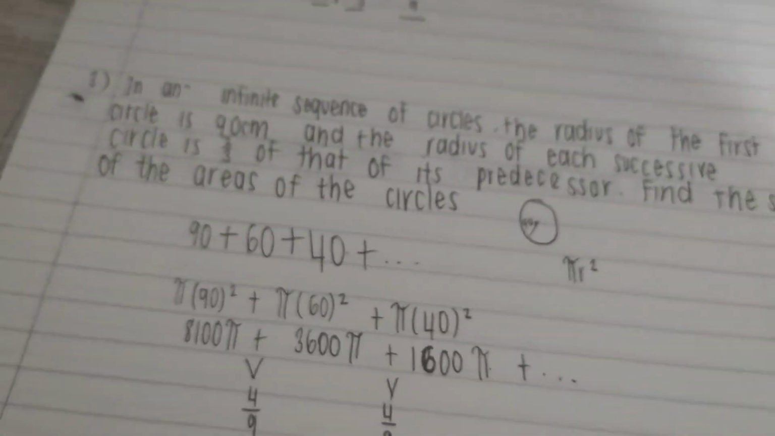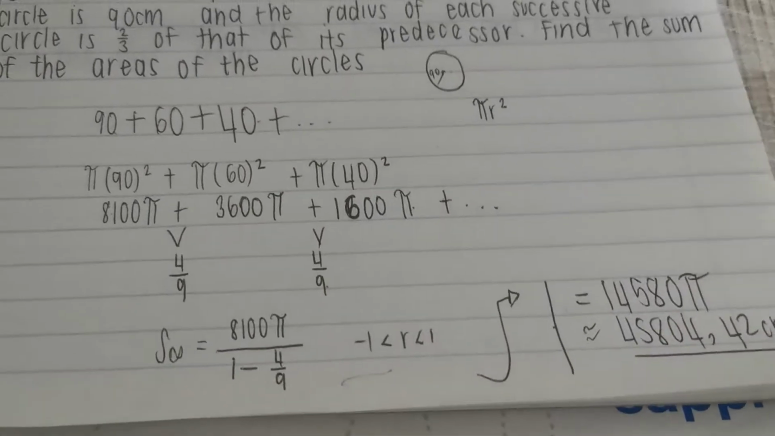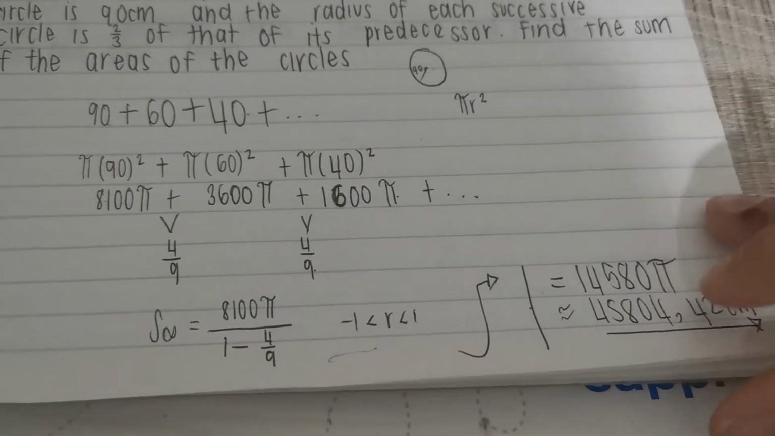What did they give us? This was in centimeters. Since we're working with area, this would be centimeters squared. Right, next question.